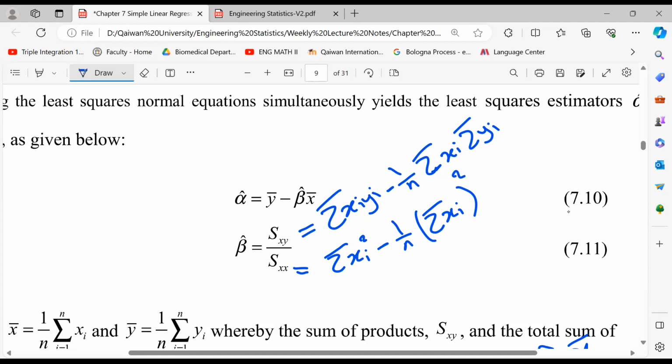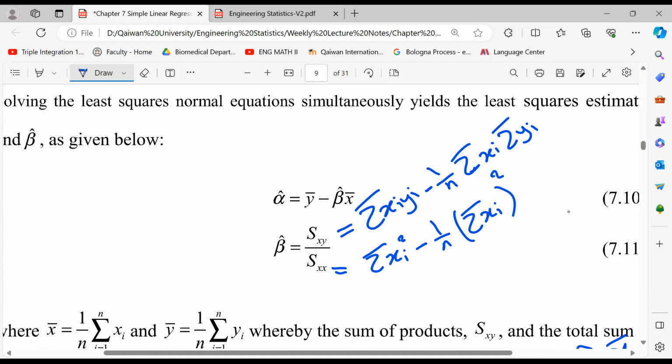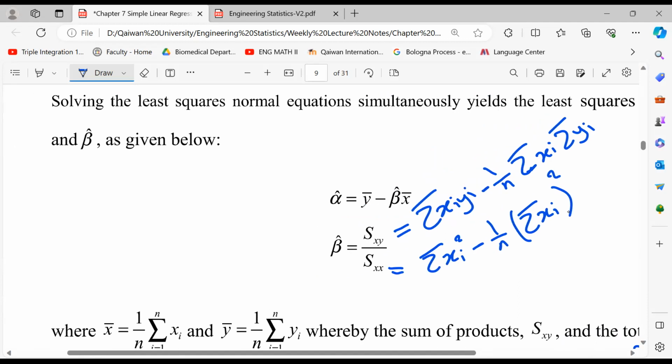Now let's see how to find these summations. If you have some data for x and some data for y, let's take a few data. We have 5 data for x and 5 data for y. Here in this chapter, the data for x and y must be the same. We must have the same number of x and y.